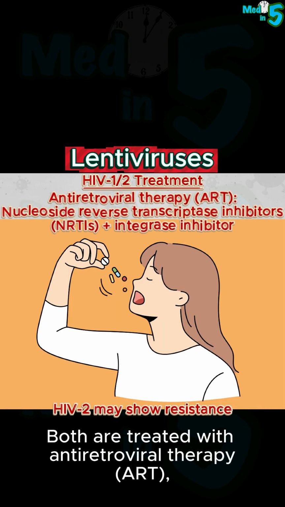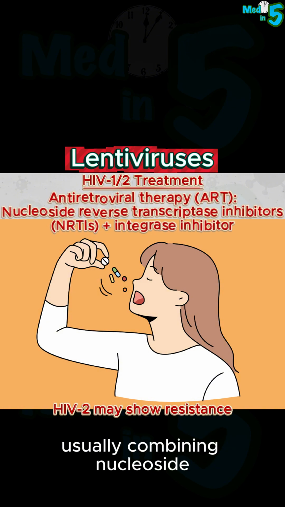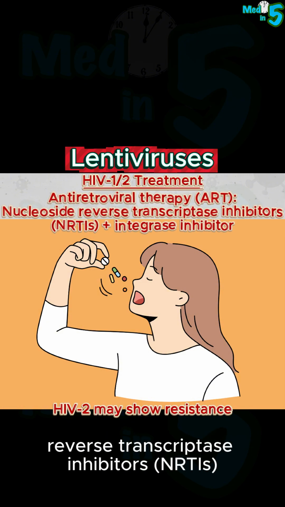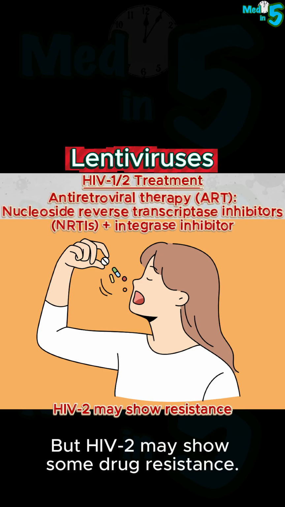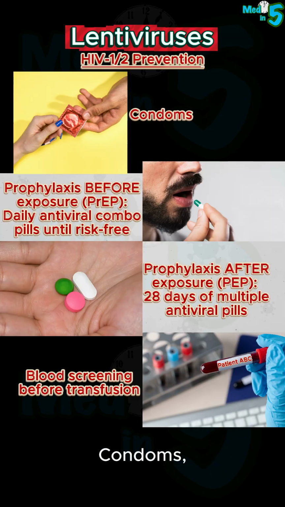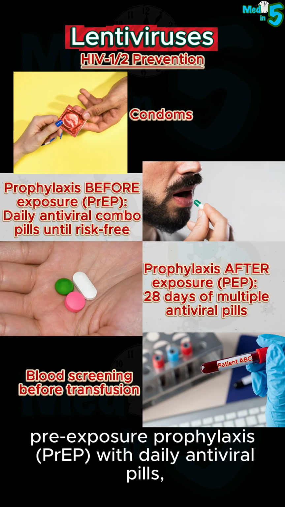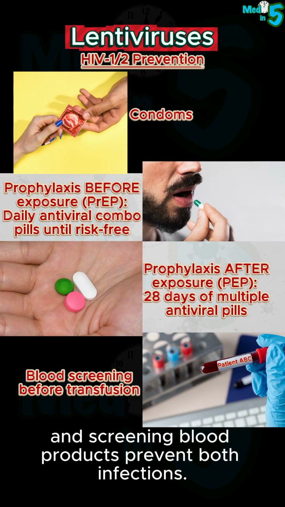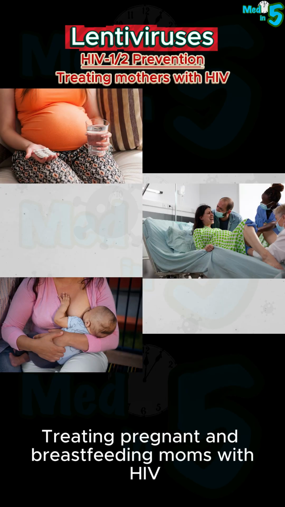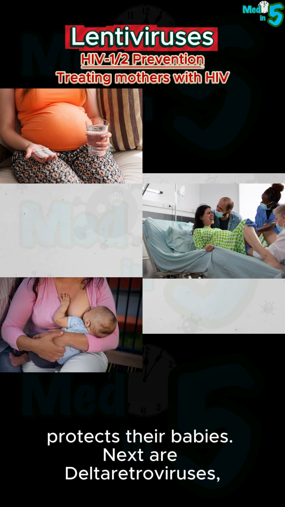Both are treated with antiretroviral therapy, usually combining nucleoside reverse transcriptase inhibitors and an integrase inhibitor, but HIV 2 may show some drug resistance. Condoms, pre-exposure prophylaxis with daily antiviral pills, post-exposure prophylaxis with a 28-day course, and screening blood products prevent both infections. Treating pregnant and breastfeeding moms with HIV protects their babies.